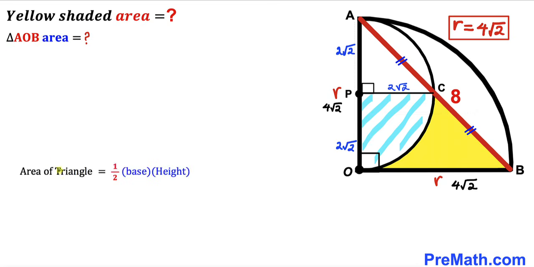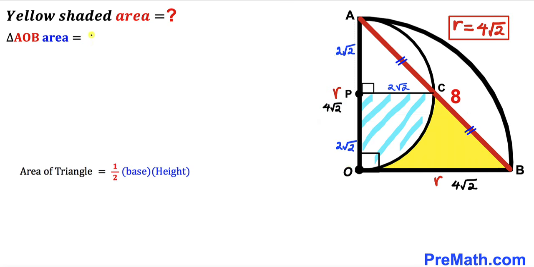And now in this next step, we are going to calculate the area of this big right triangle AOB. Let's recall the area of a triangle formula. Area equals a half times base times the height. In our case, the base of this triangle AOB is 4 times square root of 2, and likewise, the height of this triangle is 4 times square root of 2 as well.